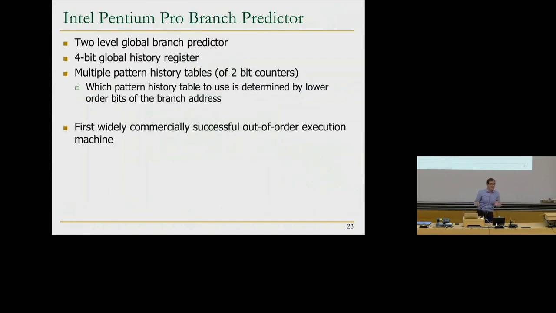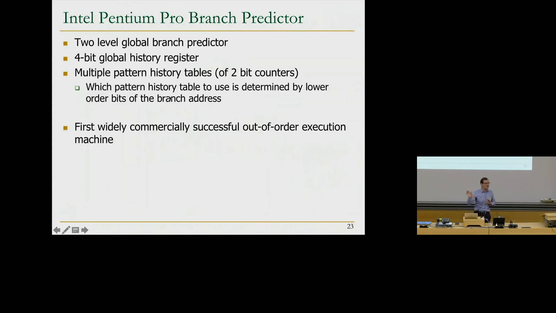Okay, so this predictor, as I said, was implemented in pretty much all machines. Actually, all machines have much more sophisticated predictors right now, but the Intel Pentium Pro was the first widely commercially successful out-of-order execution engine, built in 1994 to 1996. And it had this 2-level global branch predictor. Basically, they realized that branches are a huge problem for them, so they included this one. They had a very small global history register, only a 4-bit global history register, and multiple pattern history tables of 2-bit counters. Which pattern history table to use was determined by the lower-order bits of the branch address.